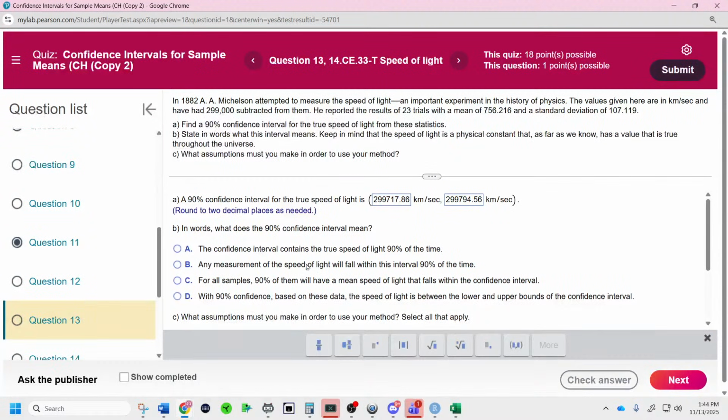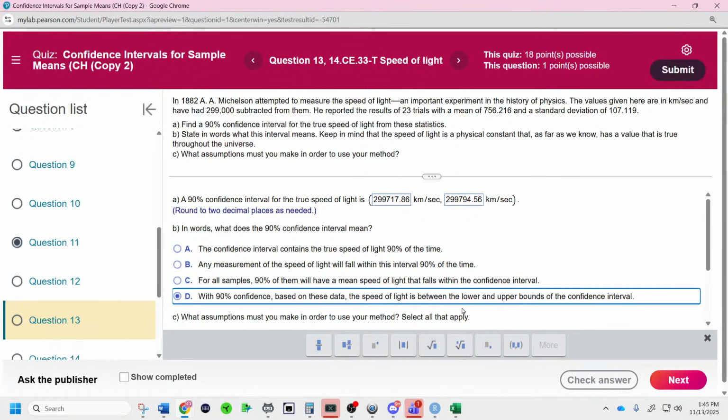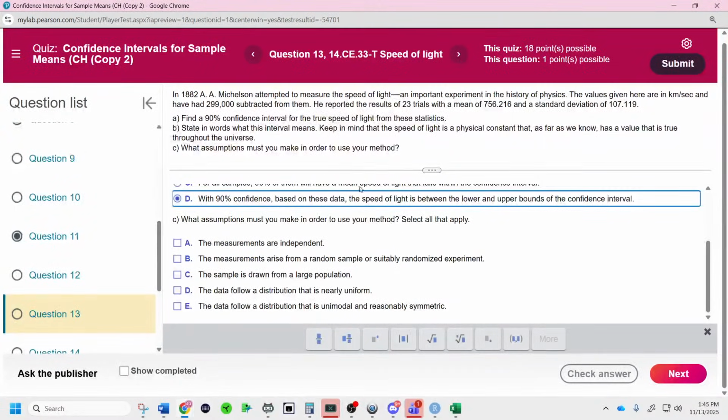In other words, what does this mean? We are 90% confident that the true mean speed of light is contained in the interval. What does the 90% confidence interval mean? The confidence interval contains the true speed of light 90% of the time. With 90% confidence based on this, the speed of light is between the lower and the upper bound. Yes. Not that this interval, it's about repeated sampling. That's more the theory. What assumptions have to be made?